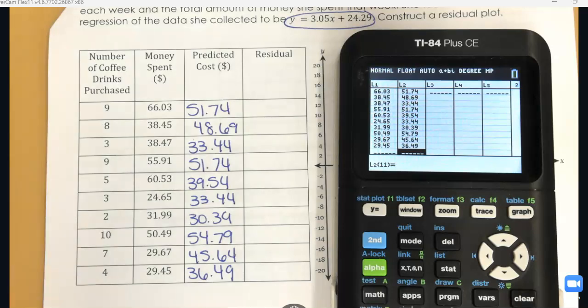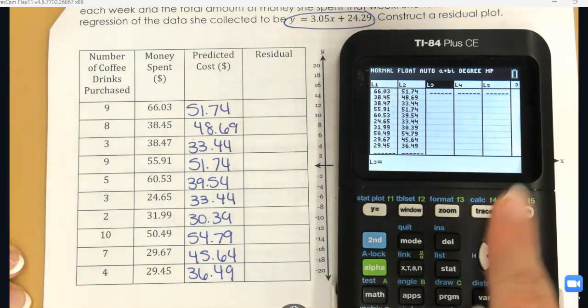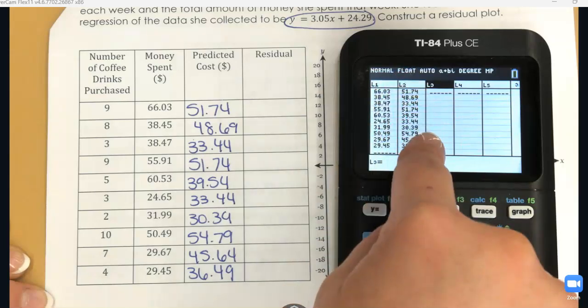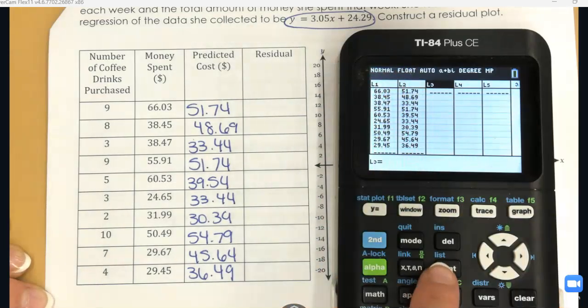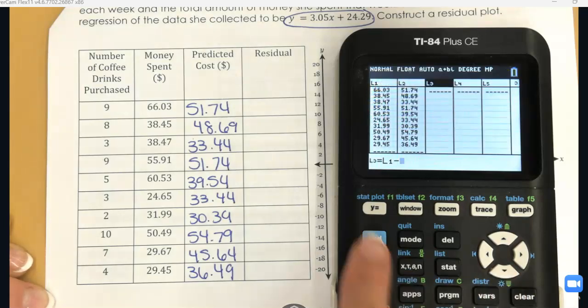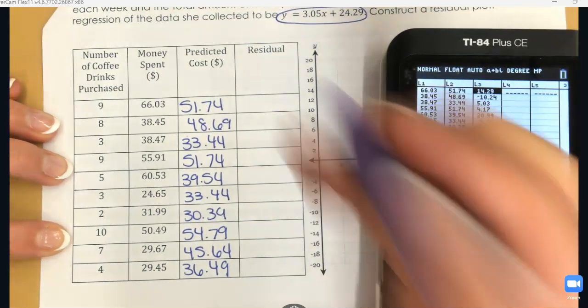Okay, once you have your actual and predicted values, you're going to arrow over to list 3 and arrow up so that L3 is highlighted and press enter. And I want it to calculate list 1 minus list 2, my actual minus predicted. So I'm going to go to this list button here, list 1 minus list 2, and it will calculate my residuals for me.